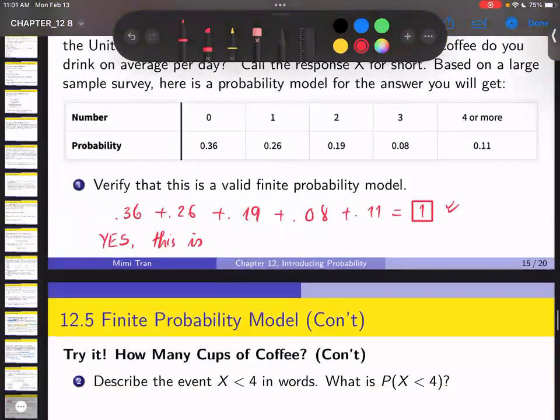This is a valid finite probability model.